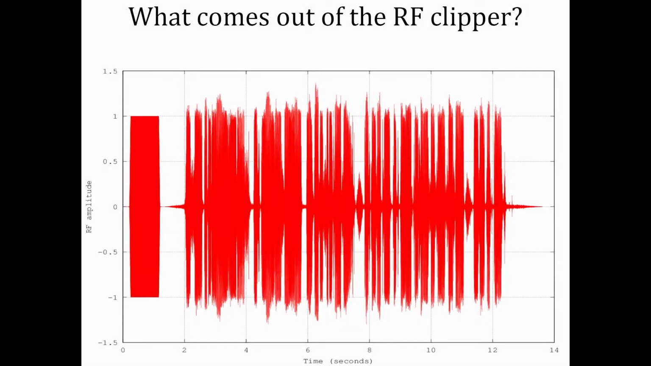Here's what comes out of the RF clipper. The overshoot is now 37% instead of 61%, but PEP is still 188% of what we want, almost double the power. This simulation used a linear phase filter. An analog crystal or mechanical filter would have produced even more overshoot because of group delay variations.